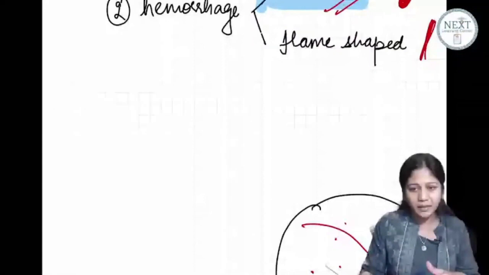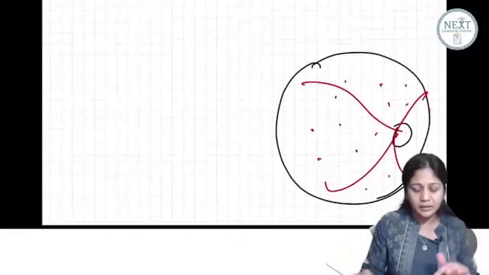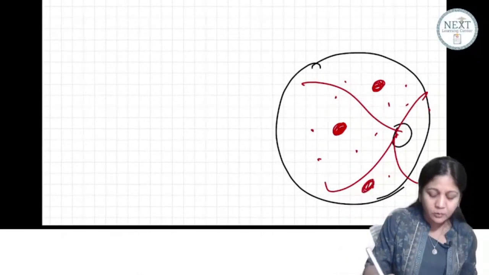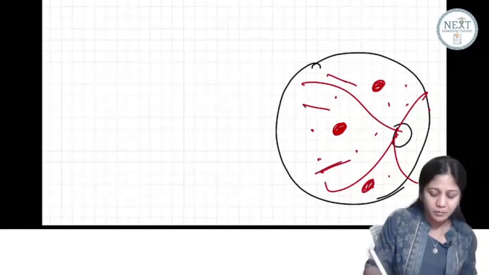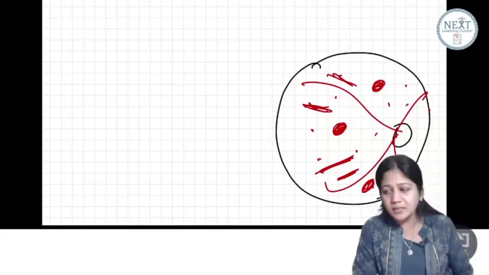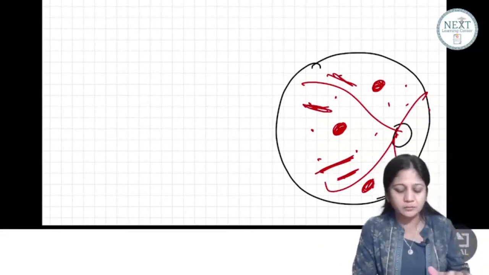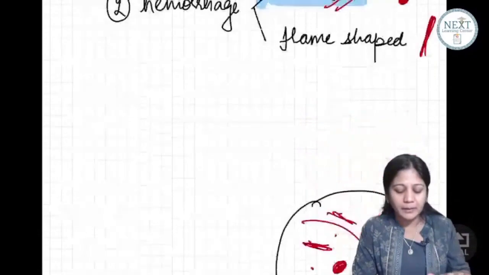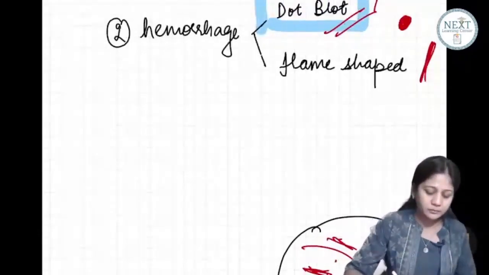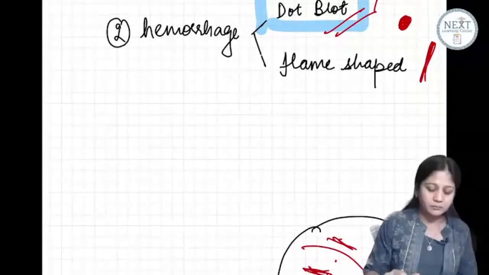Okay, two types of hemorrhages can occur. Either it can be a dot and blot, which is larger than the microaneurysm, or you can see a flame shaped hemorrhage, shaped like a flame. Okay friends, these are your two types of hemorrhages. Am I clear? Dot and blot and flame shaped.